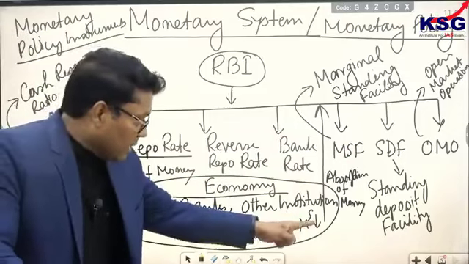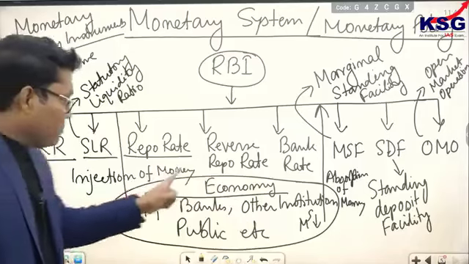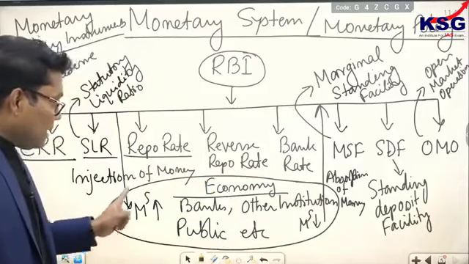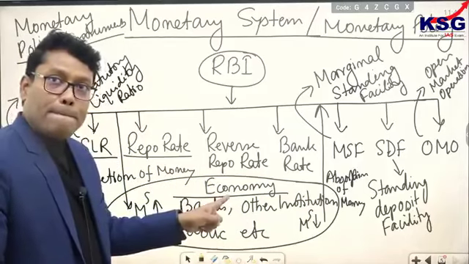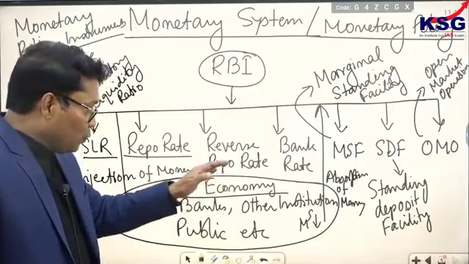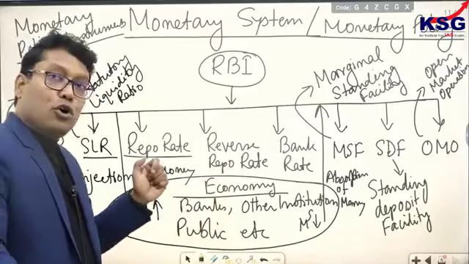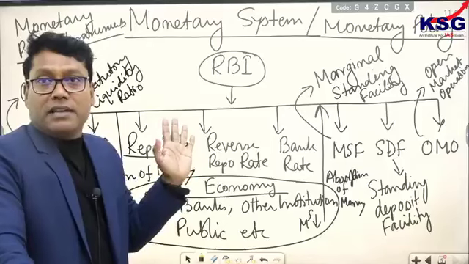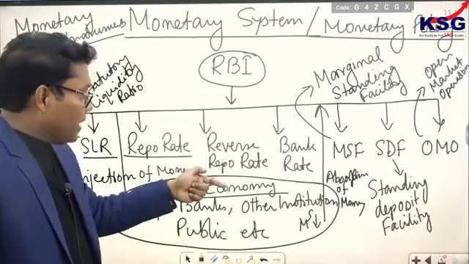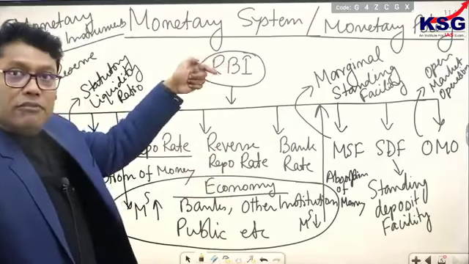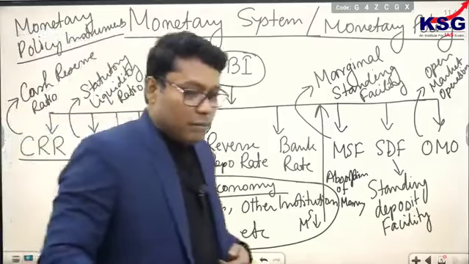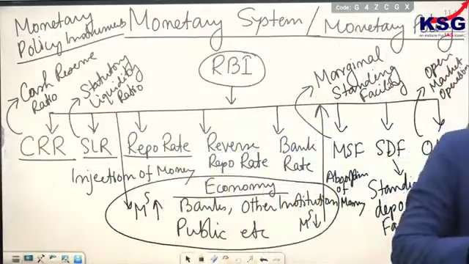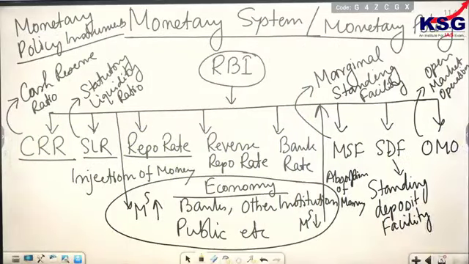This circle, it's not exactly a circle, but I have just made it like this. This area represents the economy. Within the economy, we considered all institutions other than RBI. So I kept RBI above the economy. You understand why? Because without RBI, or the central bank of any country, we can't consider the economy.